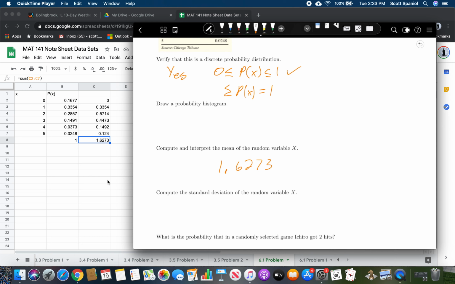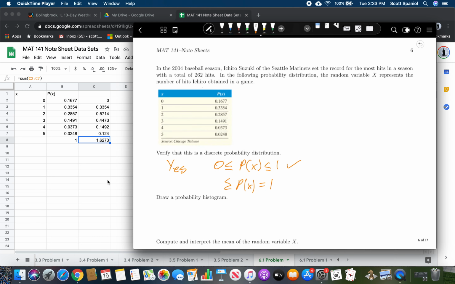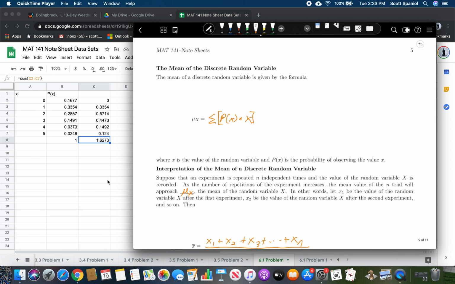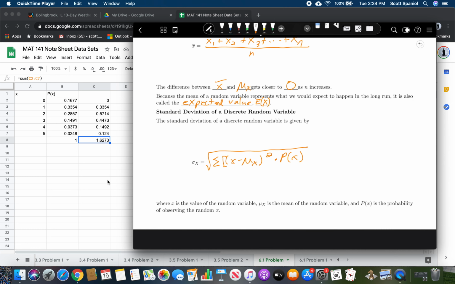Okay. Then it says compute the standard deviation. So once again, we want to use the formula. So if we go back to the formula here, it says we want to take the sum of all the x minus mu sub x's squared, and then we want to multiply that by p of x. Okay.